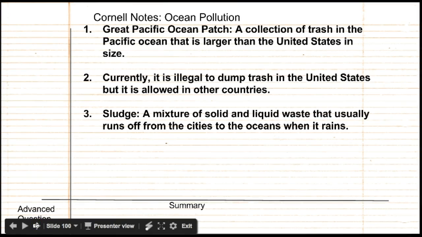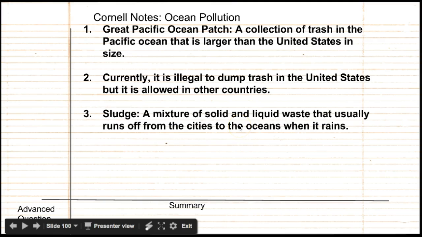Sludge. If you're like, well, it's illegal in the United States, so I can't really do anything about it because we're not making trash anymore, since we're not throwing it in the ocean. Well, kind of are. Let's talk about sludge first. Well, how does it work? Sludge is a mixture of solid and liquid waste that usually runs off from the cities. Cities like Los Angeles and cities within the county of Orange County as well.